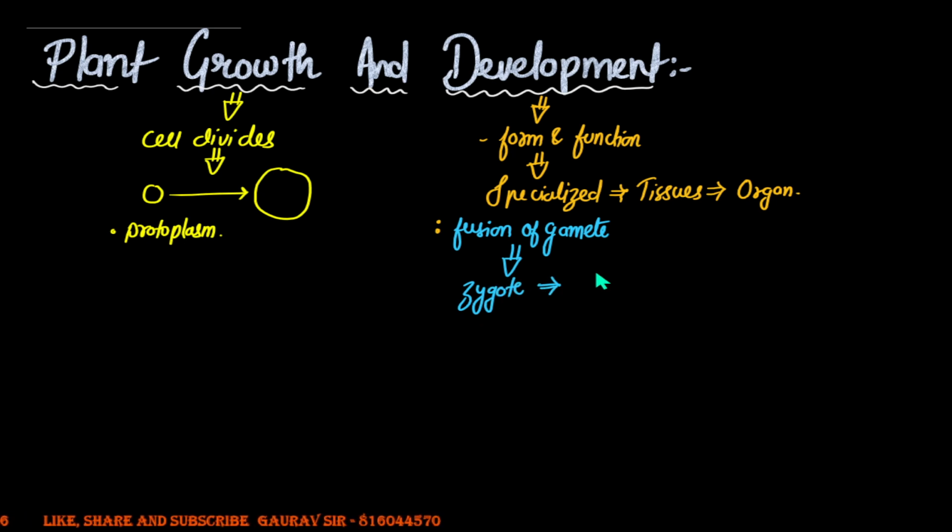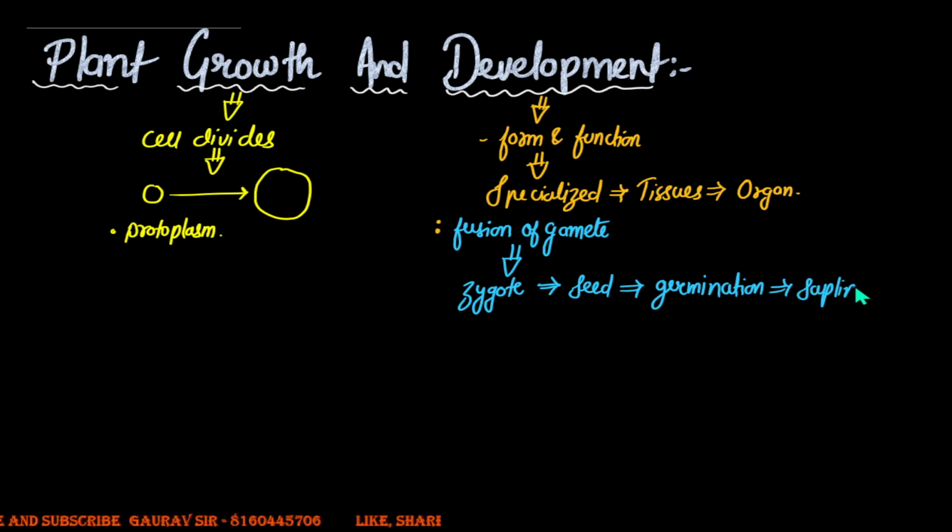This zygote will then develop into something called seeds. The seed, when provided with suitable conditions, will germinate and form sapling. The saplings will grow into a mature plant. The mature plants will then form respective gametes. If it is a unisexual male plant, it will form male gamete, and if it is a female plant, it will form the female gametes.